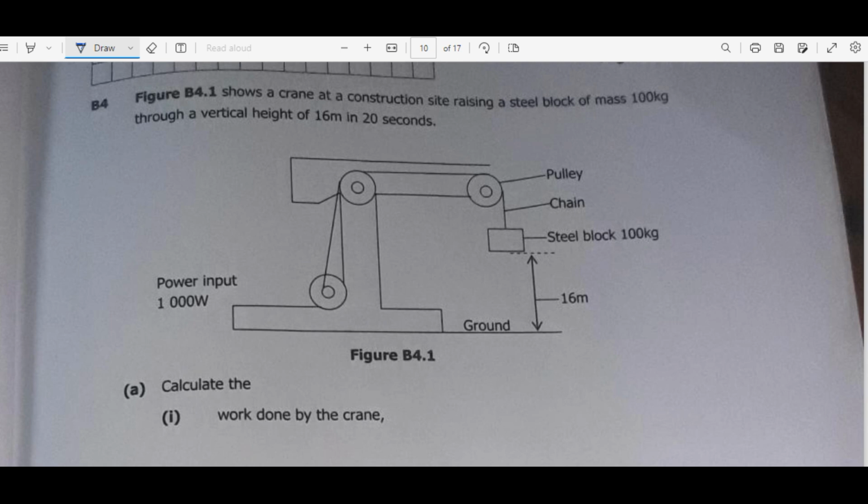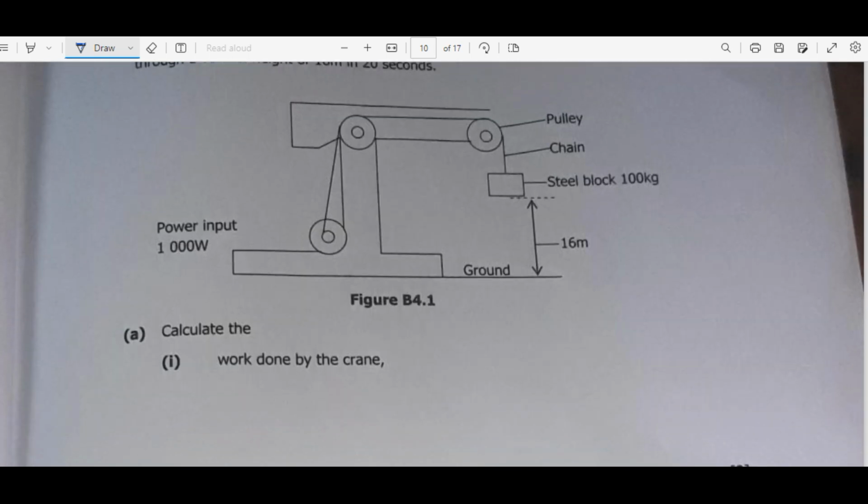So we have figure B4.1 shows a crane at a construction site raising a steel block of mass 100 kg through a vertical height of 16 meters in 20 seconds. So from the data we can see that we have the mass of the steel block, the vertical height which is 16 meters, and the time elapsed was 20 seconds. Now let's have the first question. Calculate the work done by the crane.